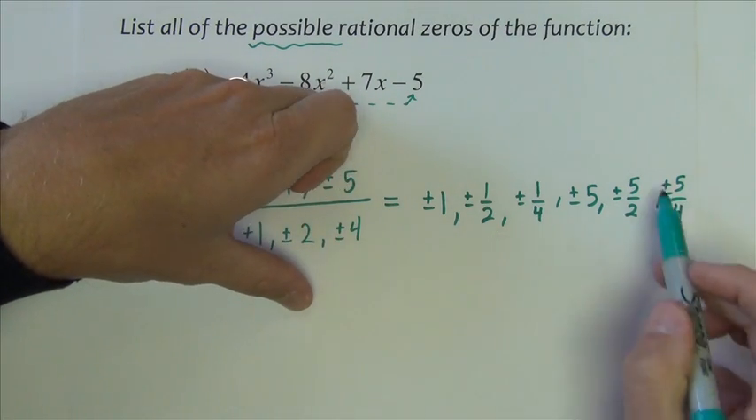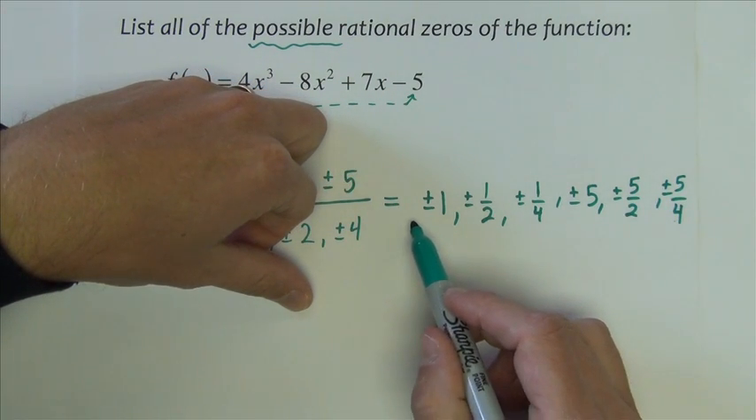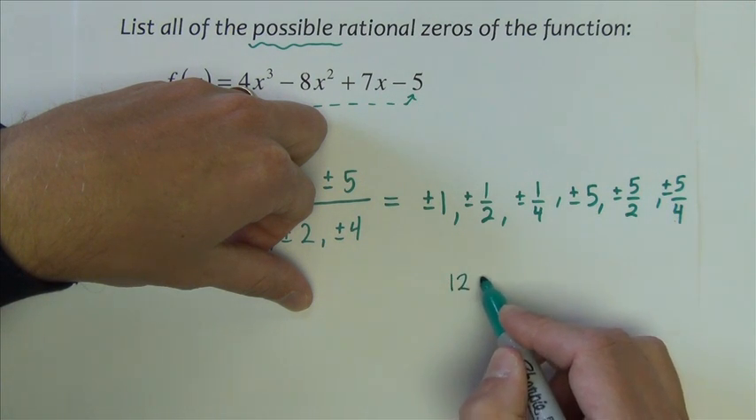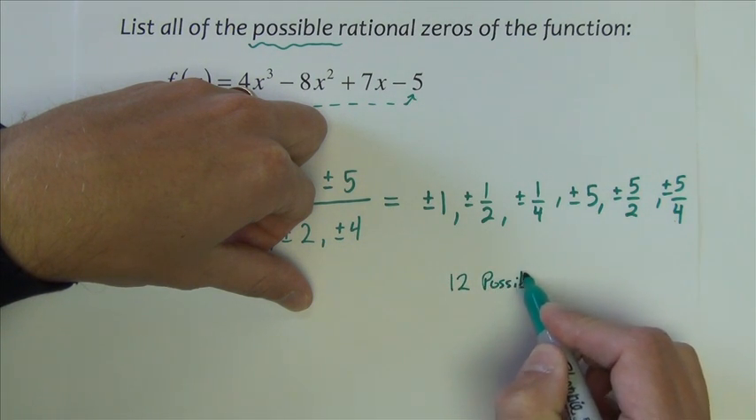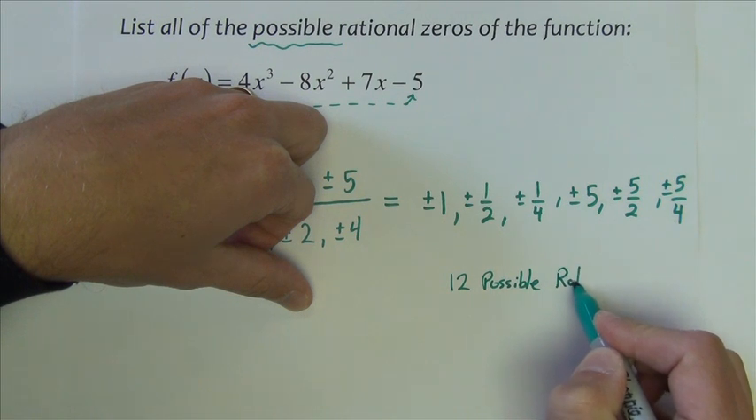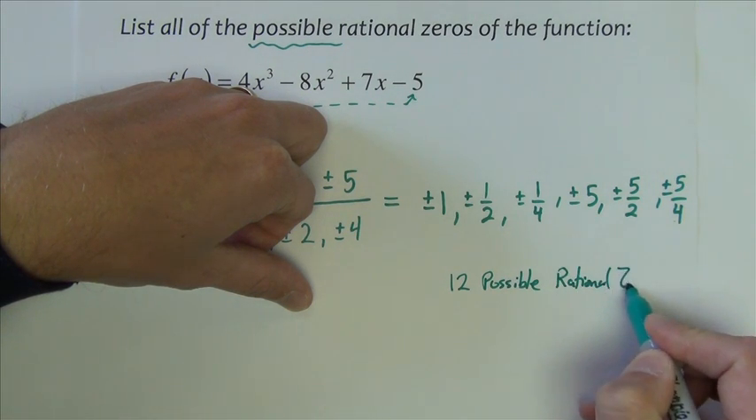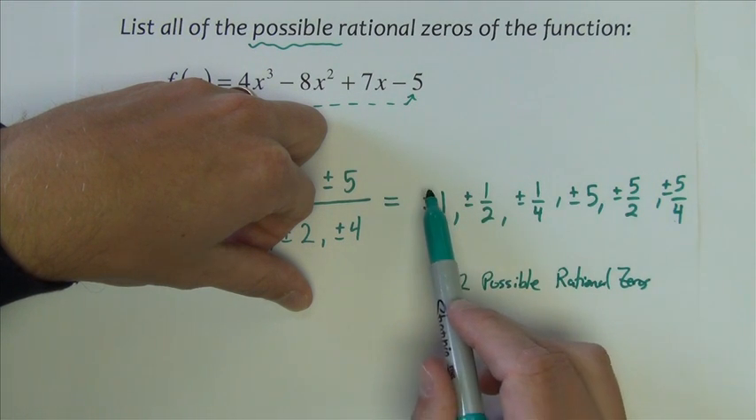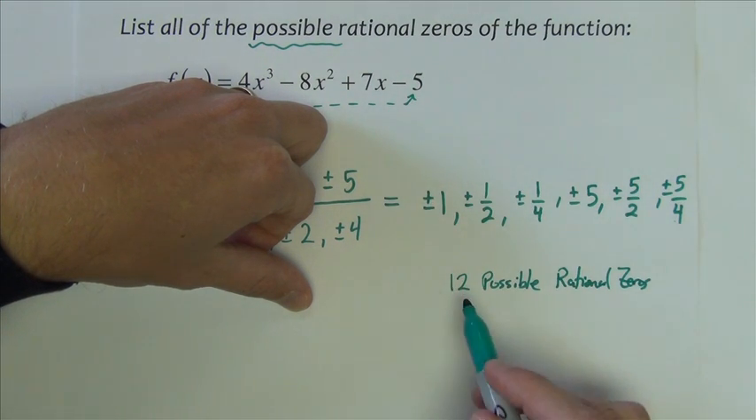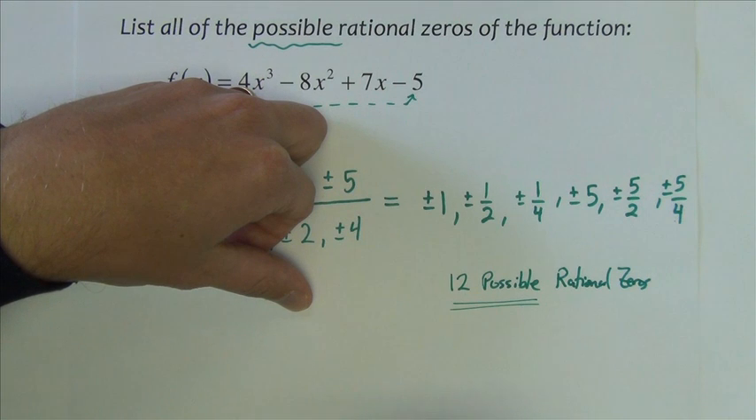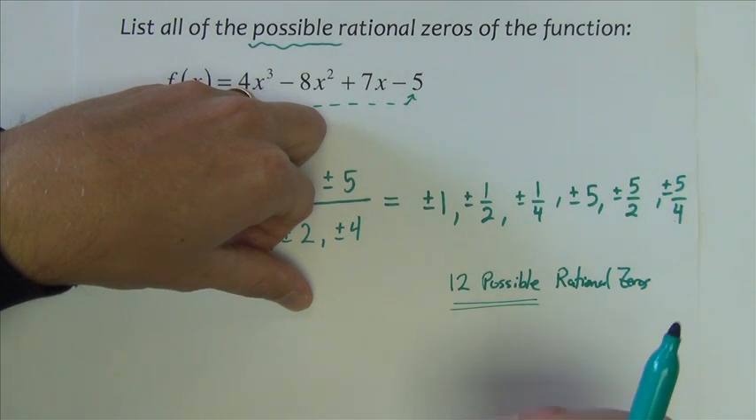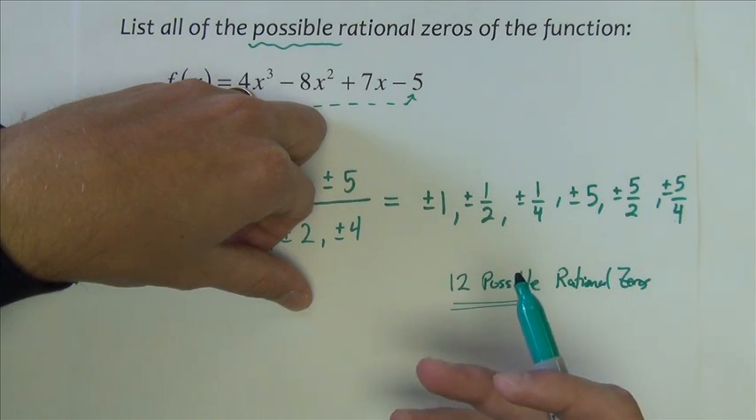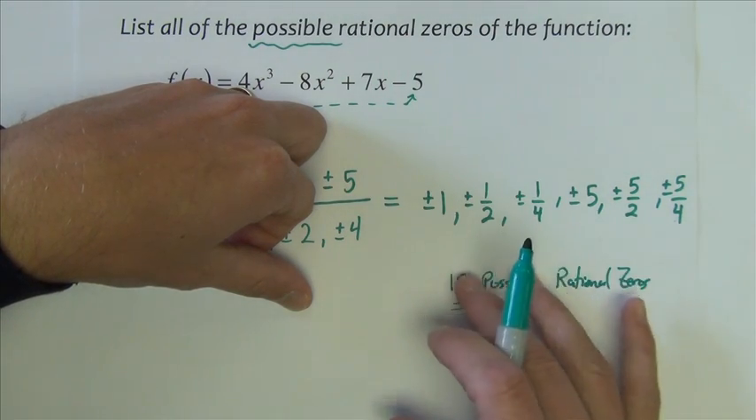Okay. There's my list of possible zeros. There are 12 possible rational zeros. Okay, 12 because there are 6 numbers here, positive and negative of each of them. So I've got 12 possibilities. The next task would be to actually find which ones are really the zeros, of the possibilities.